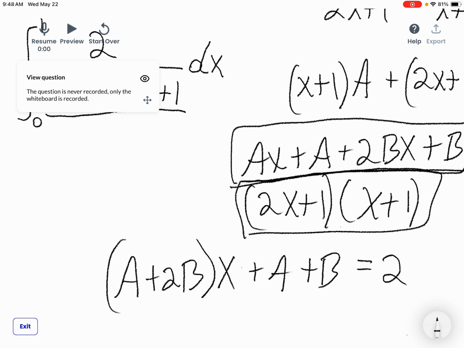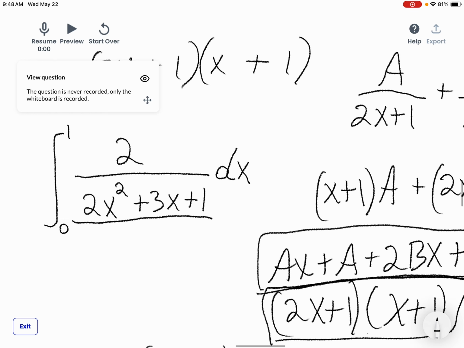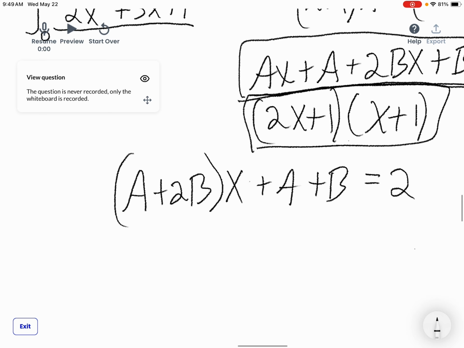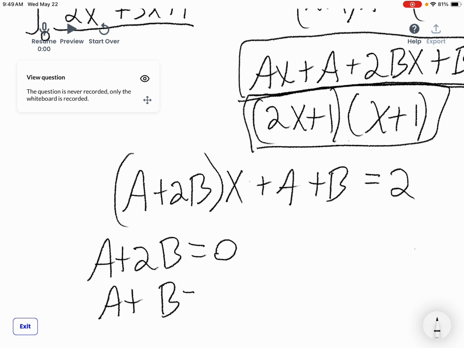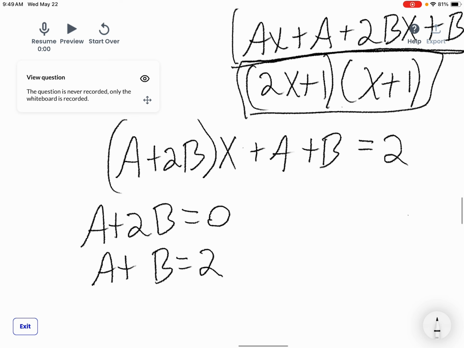And then, look at this. We have something times x plus a plus b is equal to 2. Well, look at our integral. We have 2 as the only thing in the numerator. There are no x's at all. That means that a plus 2b must be equal to 0, because there are no x's. And that means the rest of it, a plus b, must be equal to 2. And now we can actually solve this for the constants a and b. Looking at a plus b equals 2, we could solve that for a or b.